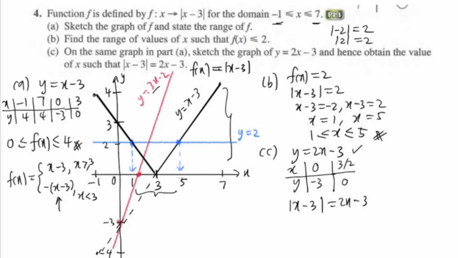So the important thing is to put a negative in front of x minus 3, because it intersects with the left-hand side here, for x less than 3. So we just have to solve this equation. So multiply the negative inside.